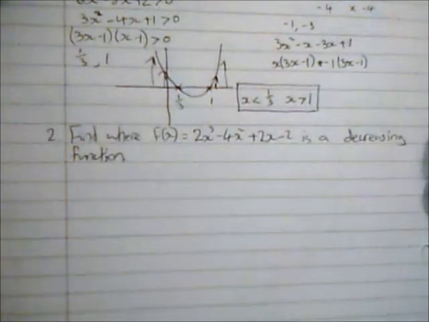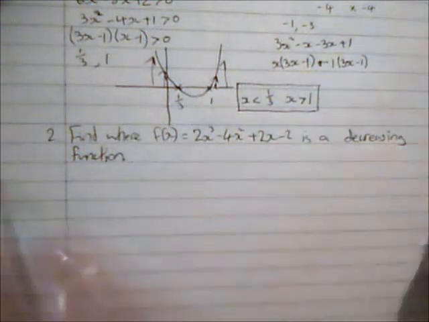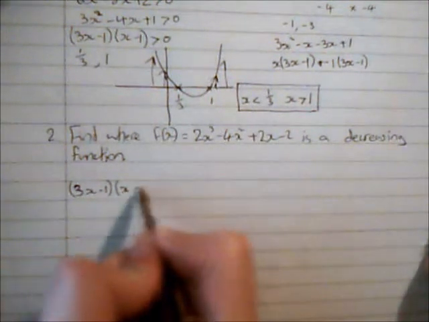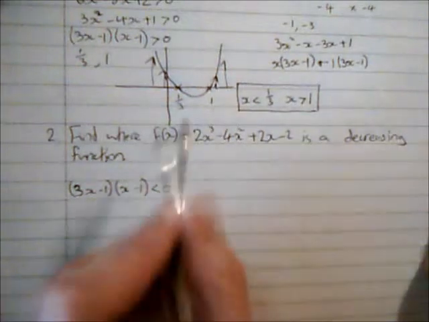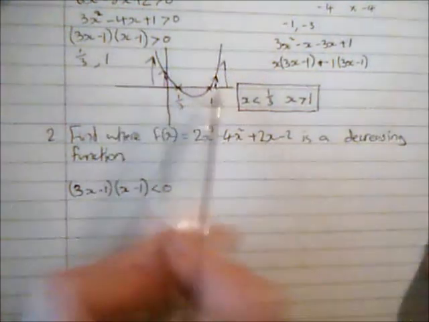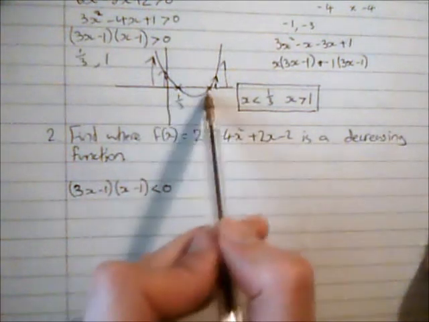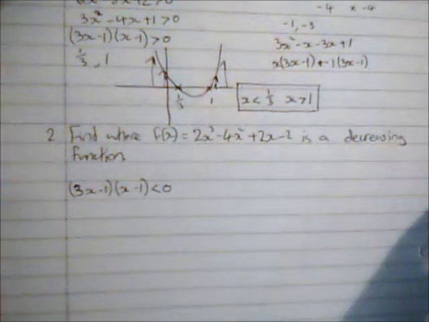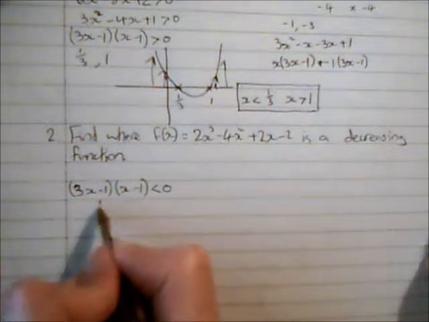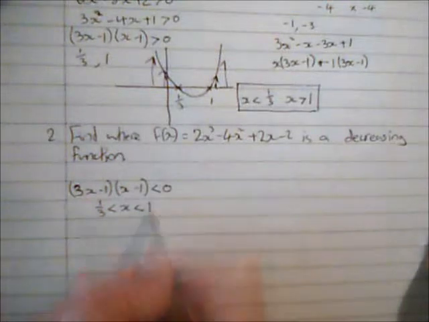Now the second question here has the same function, but we want to know when it is decreasing. So we want to know where 3x minus 1 multiplied by x minus 1 is less than 0. So I can refer back to this sketch. Less than a third, it was an increasing function. Greater than 1, it was an increasing function. So it must be between a third and 1 where it's decreasing, because that's where the gradient is negative. So I can write that as a single inequality: a third is less than x is less than 1.